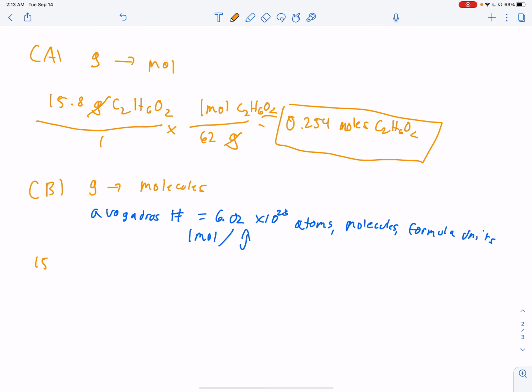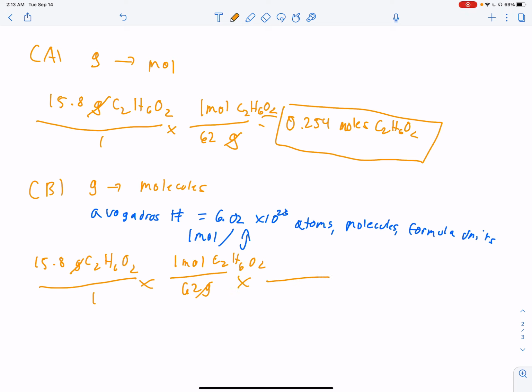So in this case, I have 15.8 grams of C2H6O2. And I know that for every 1 mole of C2H6O2, there's 62 grams. So you have to start off the same way. Now I can go from moles into, in this case, molecules. So for every 1 mole of C2H6O2, I have 6.02 times 10 to the 23rd molecules. Okay, so grams cancel, moles cancel, and I'm left with molecules.